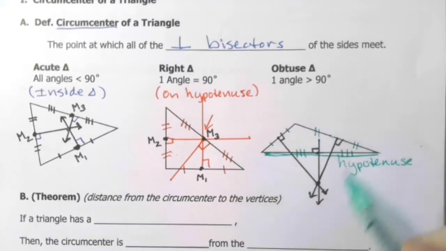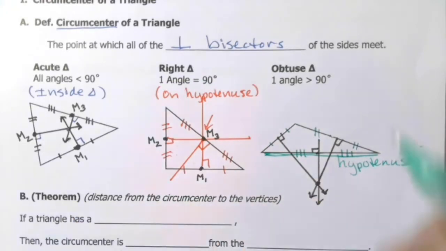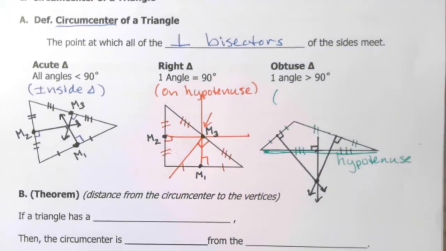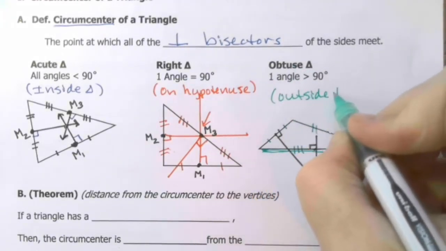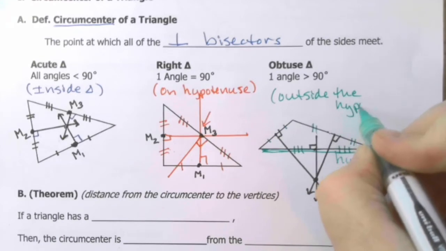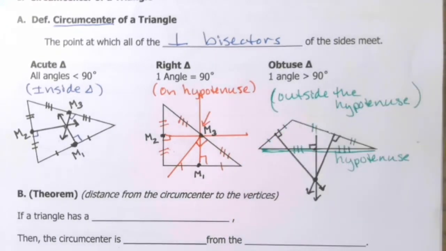And all three of the perpendicular bisectors meet up outside of the hypotenuse, outside the triangle. So in an obtuse triangle, the circumcenter is outside the hypotenuse. So it's not on the triangle or in the triangle, it is outside in the direction of the hypotenuse. So three different types of circumcenters, all three of which were created from three perpendicular bisectors.